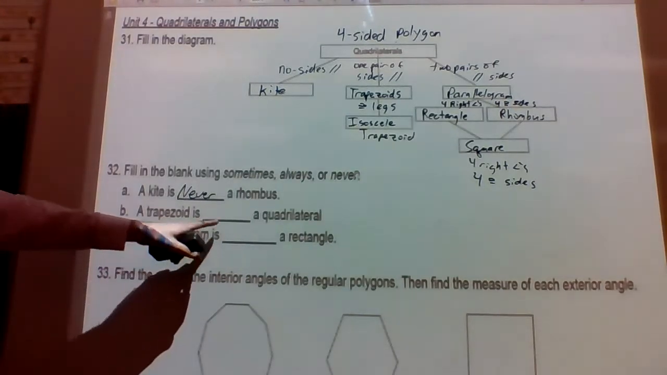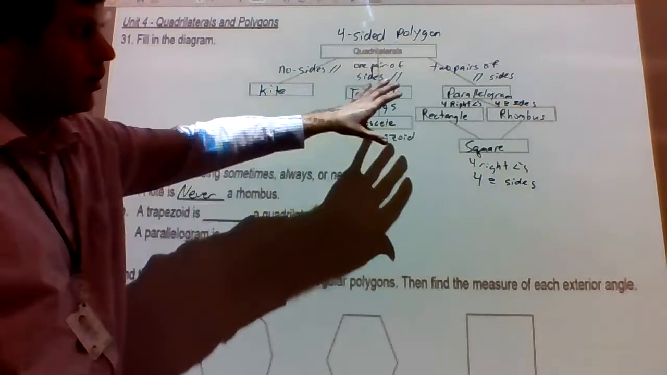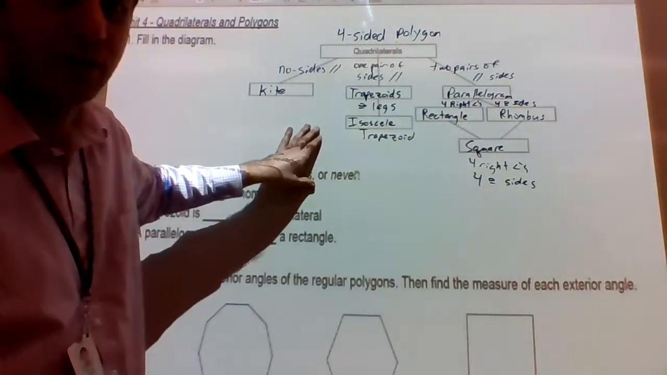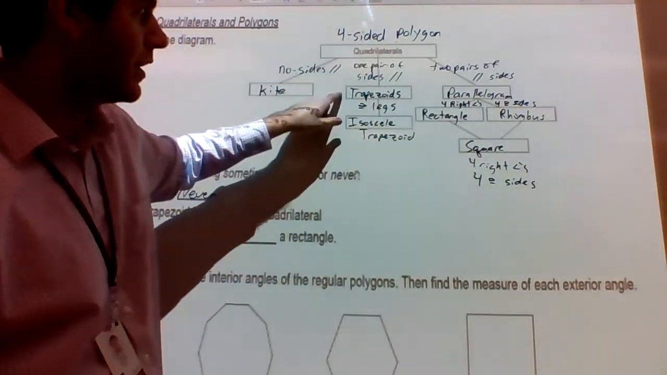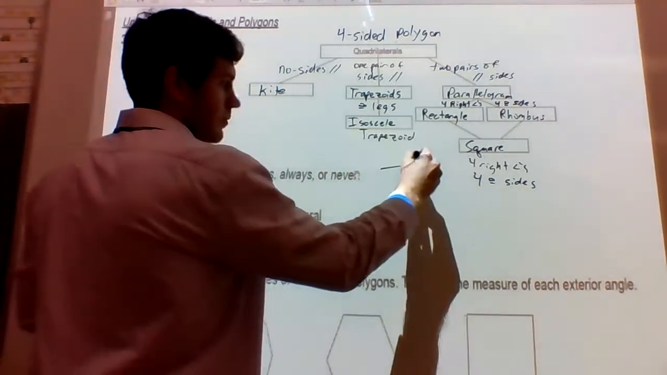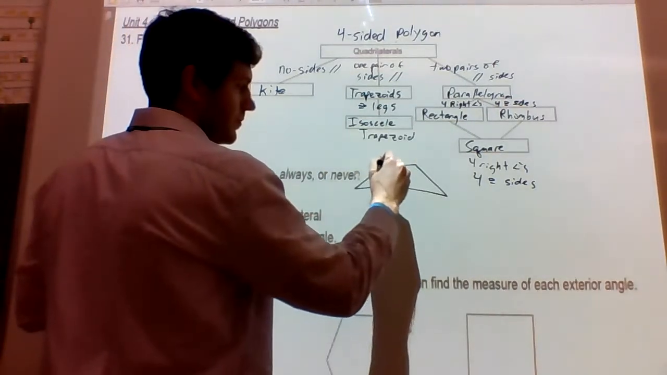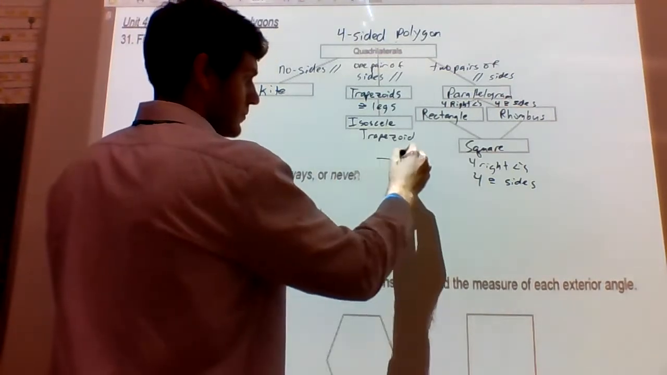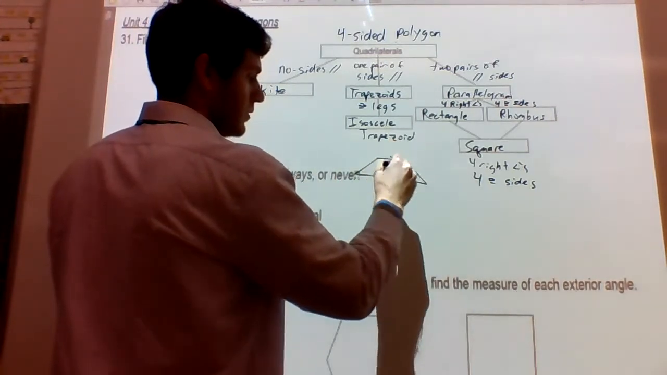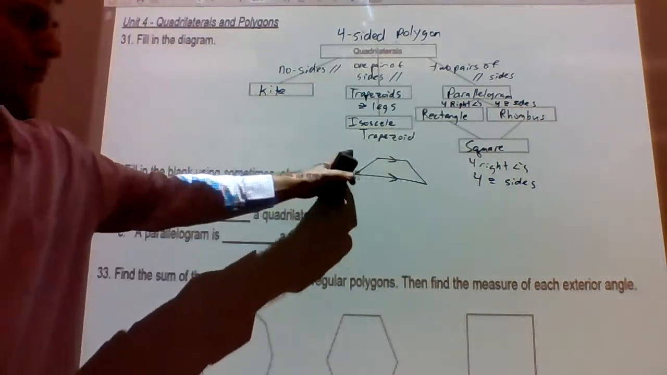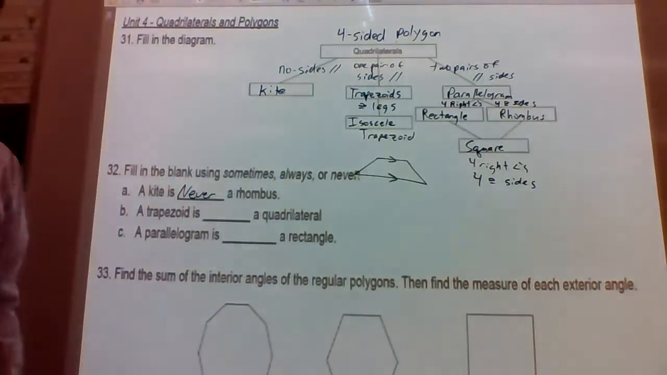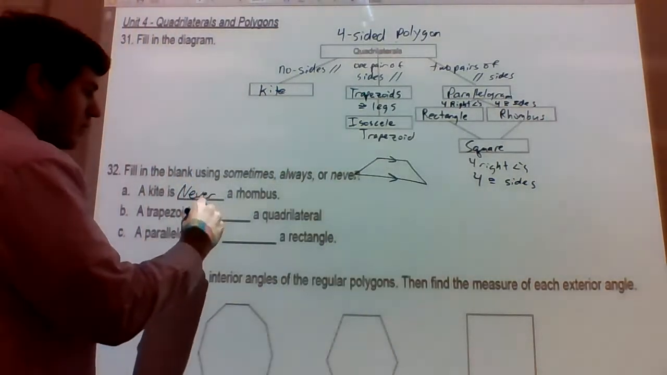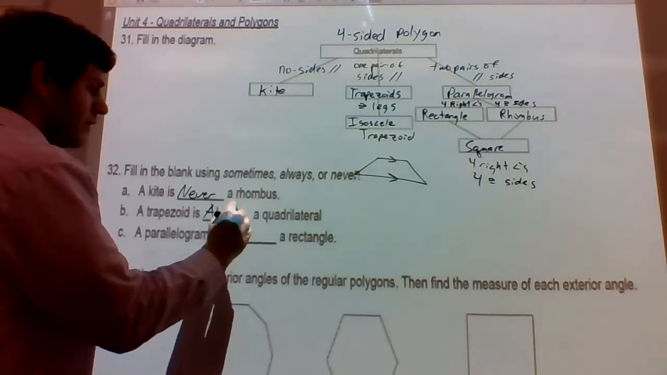A trapezoid is a quadrilateral. Well, yes, all 7 of our special quadrilaterals are quadrilaterals because they have 4 sides. If we remember our trapezoid, we have 1, 2, 3, 4 sides. So a trapezoid is always a quadrilateral.